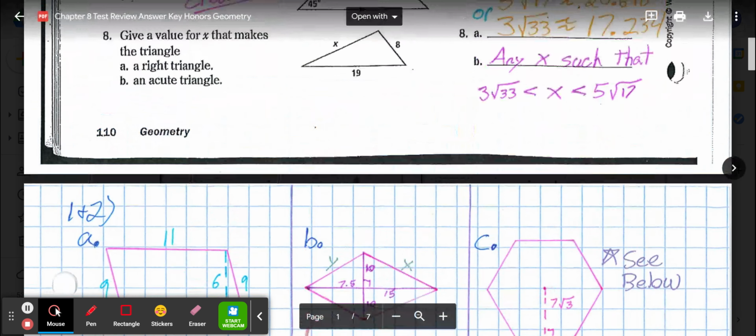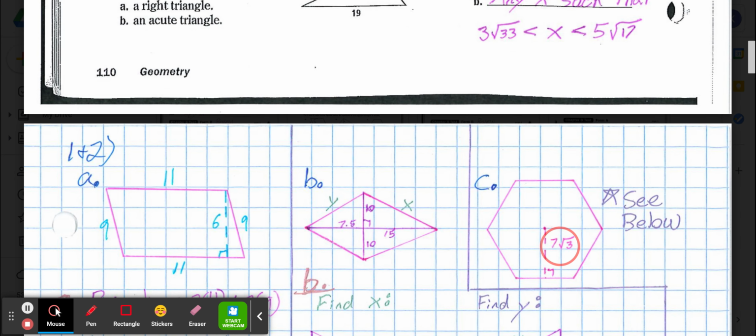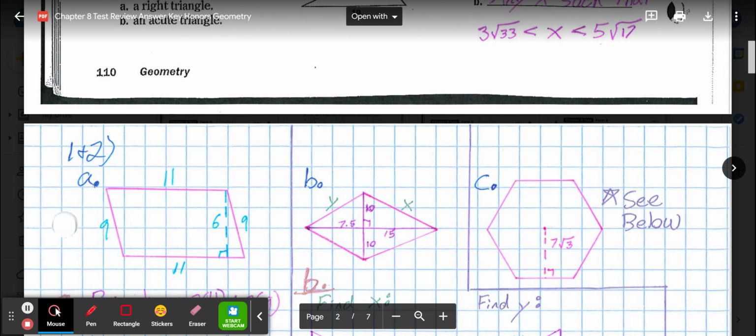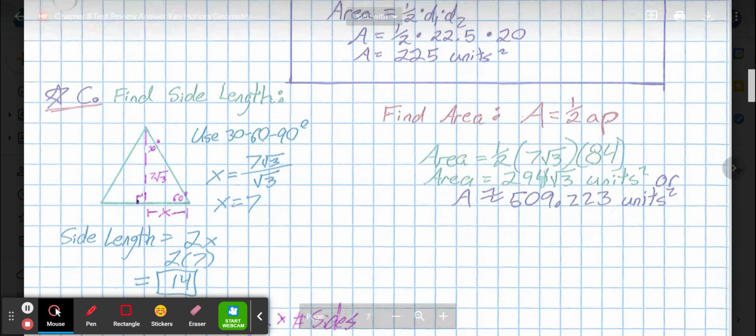Now moving on to shape C, our regular hexagon. They already gave us the apothem of 7 square roots of 3. So what I'm going to think about is drawing in a triangle from here to here and here to here that I can pull out. So we'll scroll down to see that.